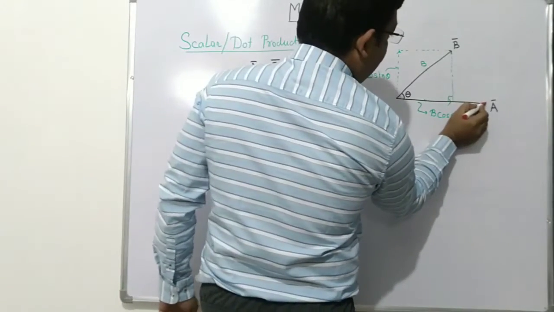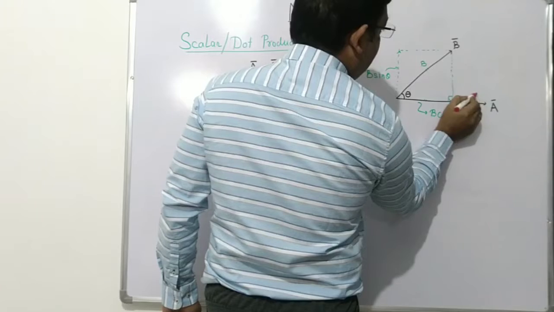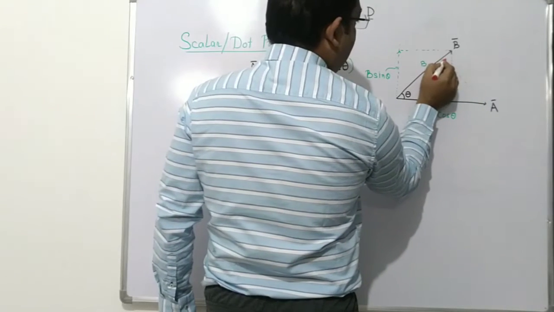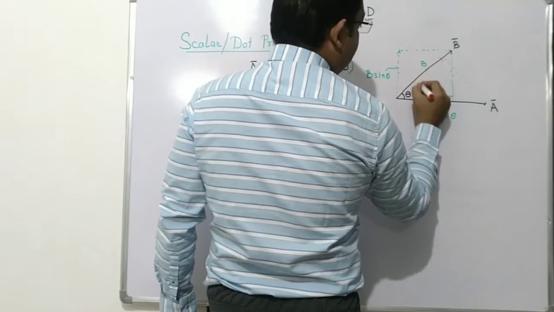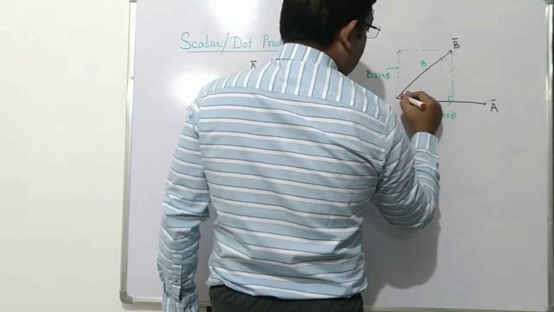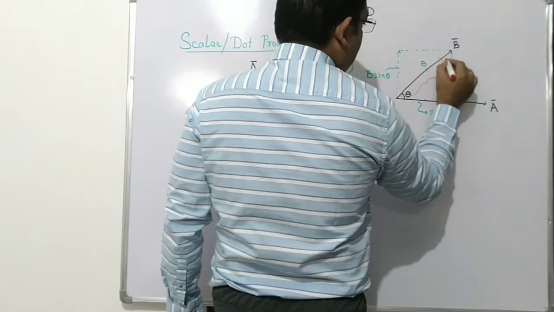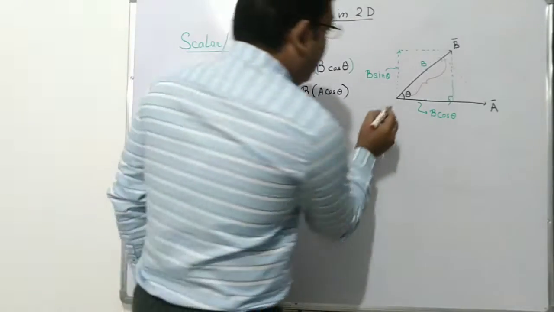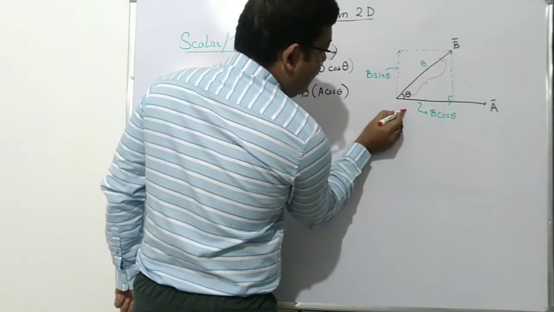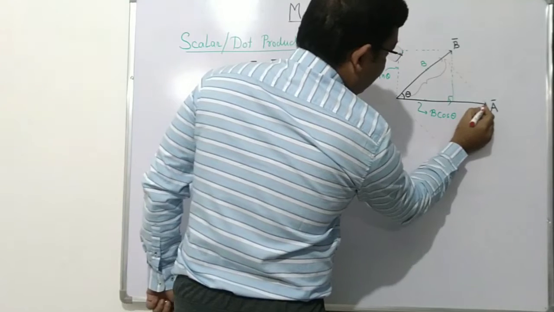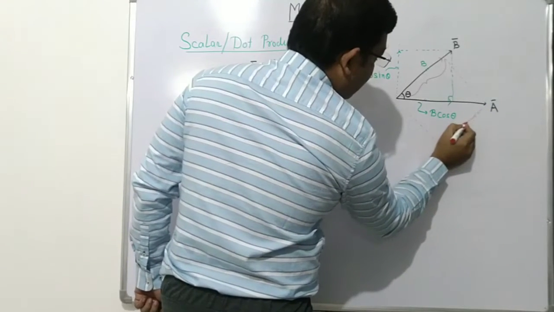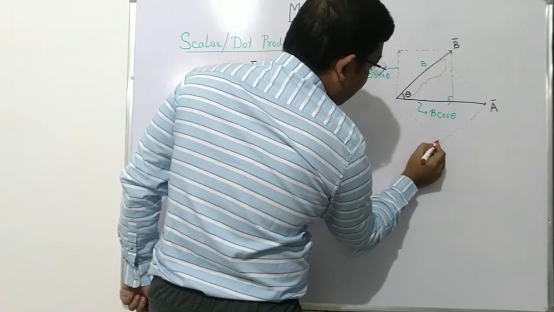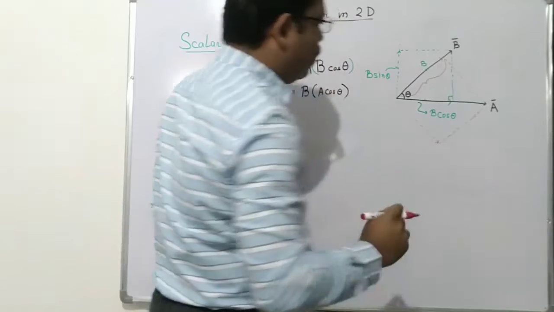From the head of A, we'll drop a perpendicular to B, and this particular length will give us one component. And the other one is that we draw a line perpendicular to B and drop a perpendicular from A to this line, and this length will give us the other component.